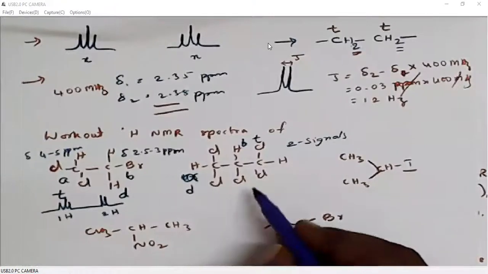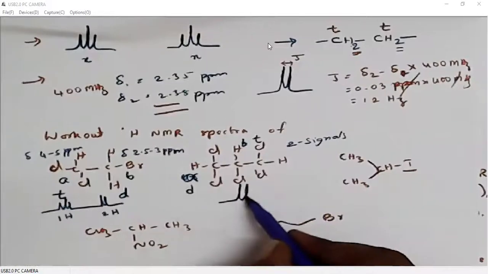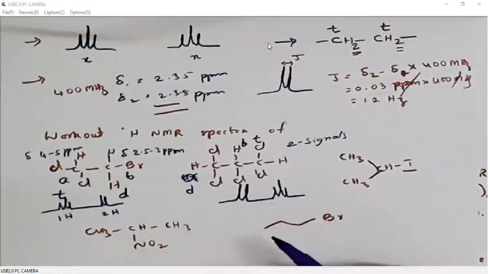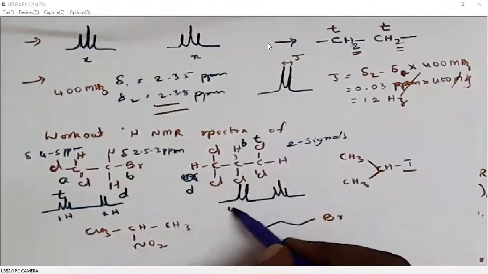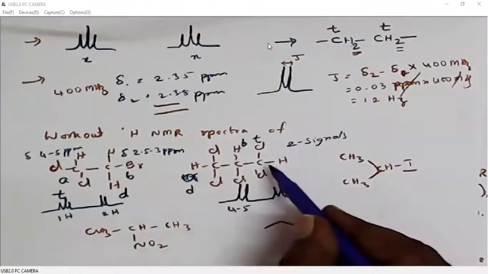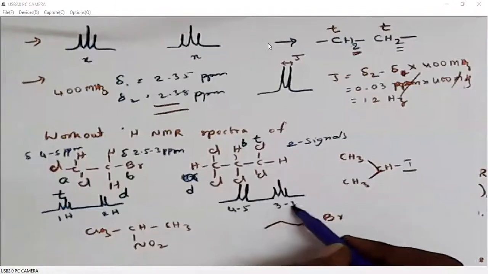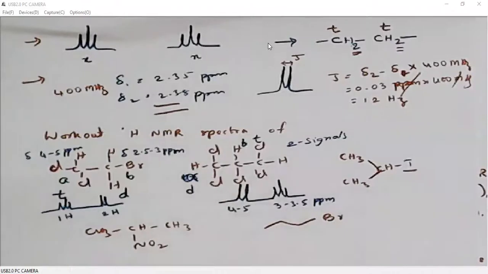So when we look at the spectrum, the highest chemical shift will be a doublet, the lowest chemical shift will be a triplet. We can also predict the delta values. It will be between 4 to 5, it will be between 3 to 3.5. So we can also predict the delta values when we are given compounds. Now you just practice these problems.